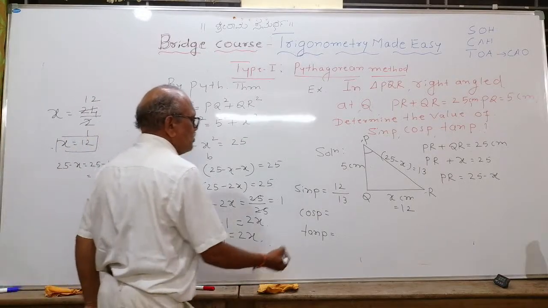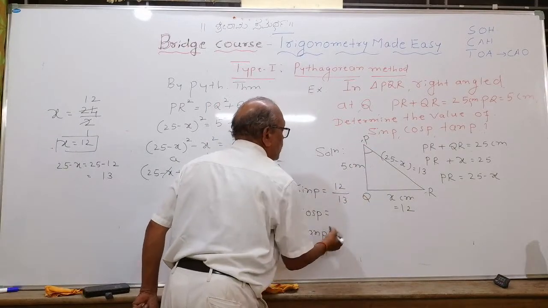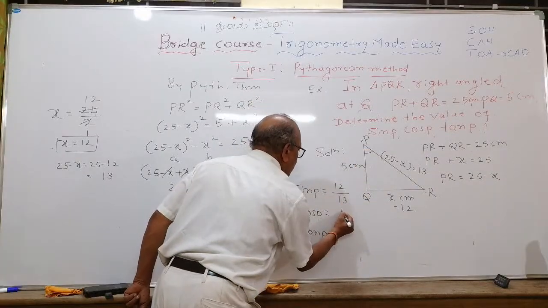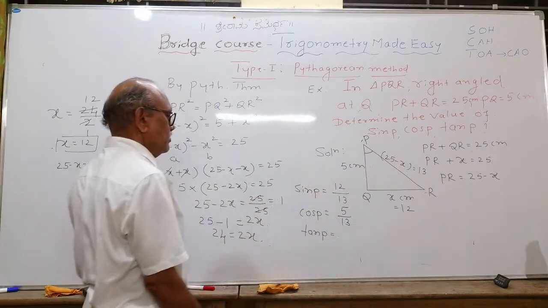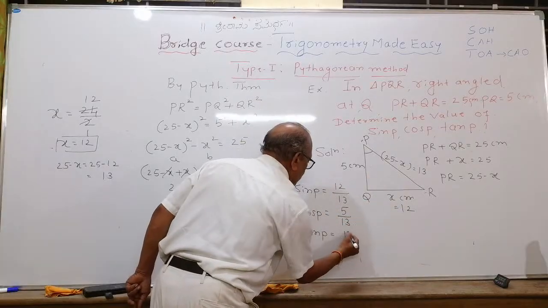Okay. Cos P. Where is P? Cos P is adjacent upon hypotenuse. Cos P becomes, with respect to P, this is adjacent. That is 5 divided by 13. What is tan P? Tan P is opposite upon adjacent. It will be 12 by 5.